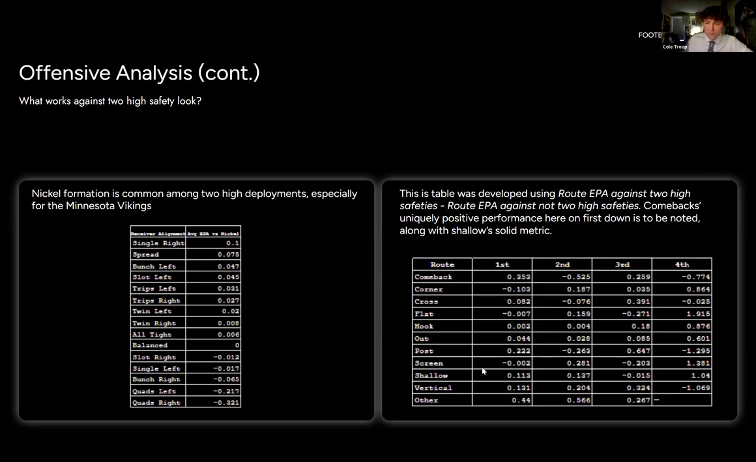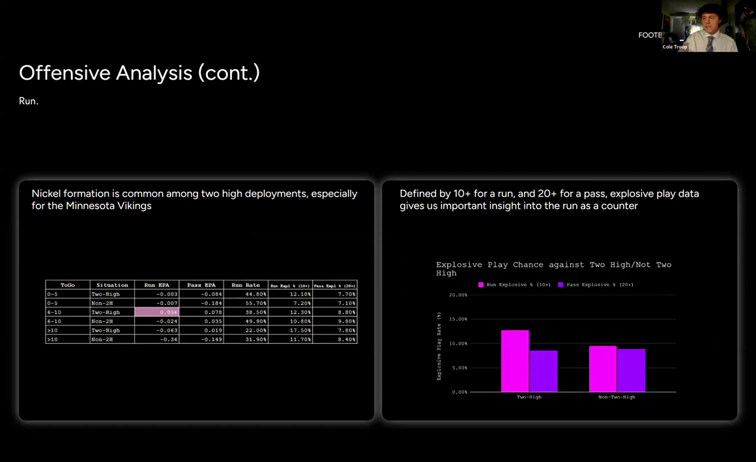So we can see here another route analysis. The most important thing to recognize here for our play later is the comeback efficiency. Kind of lacking in our recent studies, but when you match it against defenses that do not deploy two-high safety, the comeback is not effective. But when you subtract those two and find the difference, the comeback is extremely more effective against two-high safety deployment. So we'll be utilizing that later.